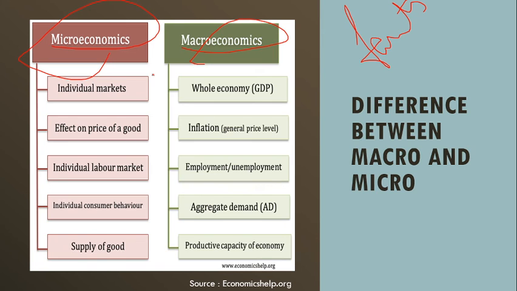Now just to give you a brief idea of these two subjects, I've made a chart: microeconomics stands for the individual market, and macroeconomics stands for the whole economy. Now what is meant by whole economy? Now what is meant by GDP?